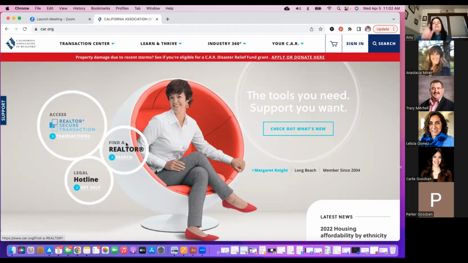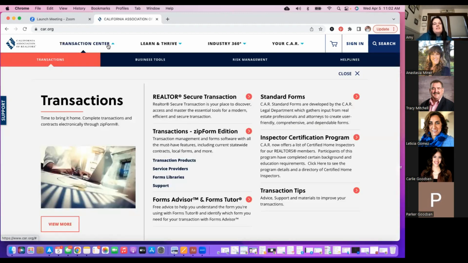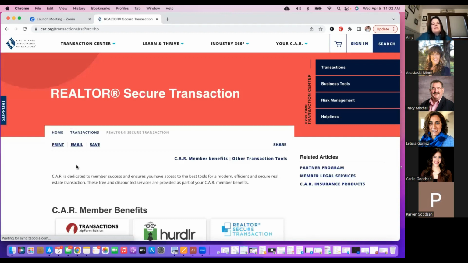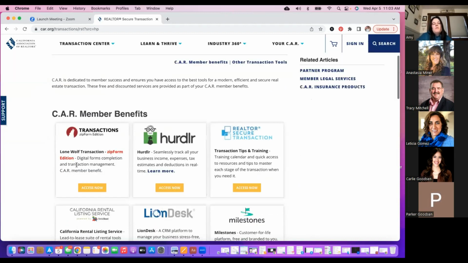All right. In case you've never logged in to your zip forms before, you go to car.org. You should be able to see that on the screen. I click Access Realtor Secure Transactions. You can also access it up here at the Transaction Center. You've got the same thing, but I click on the little bubble that says Realtor Secure Transactions. At that point, it's going to take you to this next page where you're looking for this Lone Wolf transaction zip form additions. That's what we're looking for.